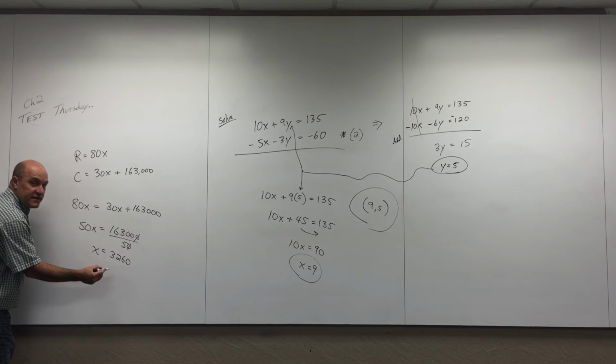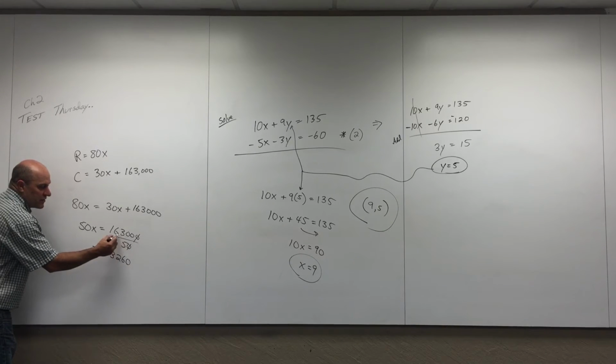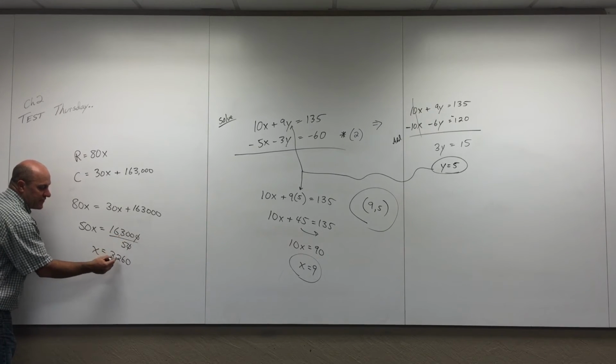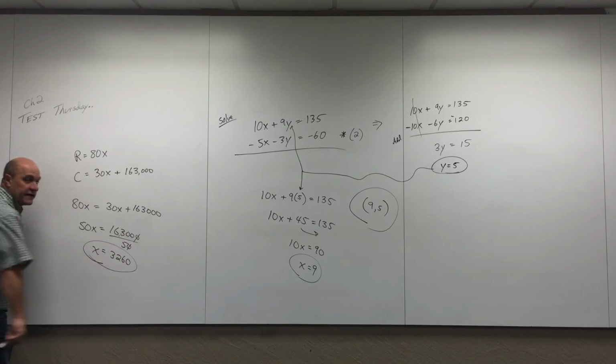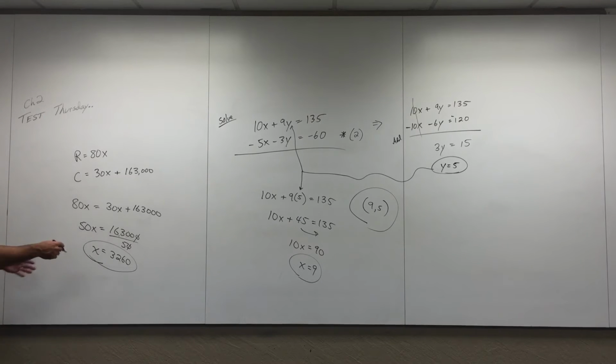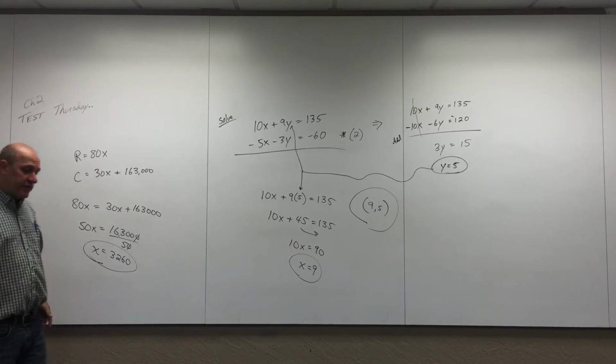3,260. Is that what you said? Yes. I feel like I need another zero. Maybe I'm wrong. 16,300 divided by 5. No, she's right. Okay, good. 3,260. Easy. That's the number of units you should sell to break even, right?